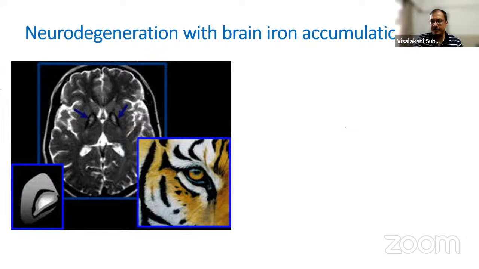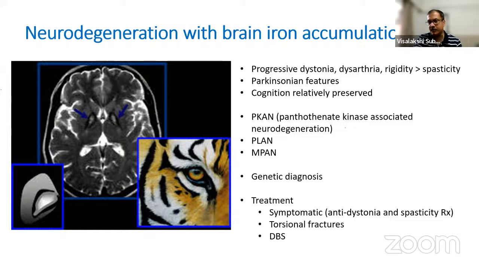And usually children have subtle delayed walking, but then they start having progressive dystonia, dysarthria, rigidity, and a lot of Parkinsonian features. And sadly, the cognition can be fairly preserved. The most common gene is the pantothenate kinase associated neurodegeneration, but you have younger onsets with disorders called PLAN and mitochondrial protein associated neurodegeneration called MPAN. But the phenotype is vast, even for a pediatric neurologist. Unless you're working in a center exclusively for this, it's very difficult to keep up with the trends. But most of them are picked up by genetic diagnosis and treatment is usually symptomatic.